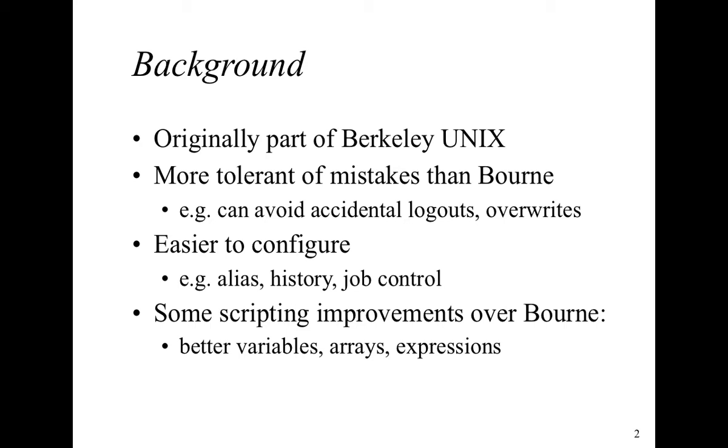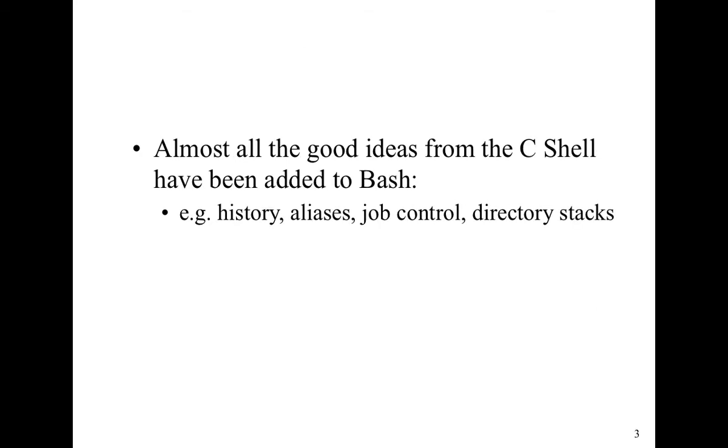More tolerant of mistakes than Bourne as a shell, and can avoid accidental logouts and overwrites and stuff like that. It's a stronger, more full-featured shell environment, Unix environment. Easier to configure, history, job control, stuff like that. And some scripting improvements over Bourne. Better variables, arrays, expressions. So there are a lot of different features with the C shell that make it more popular. Almost all the good ideas from the C shell have been added to Bash.